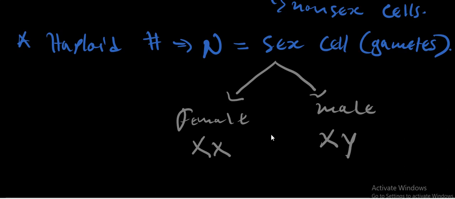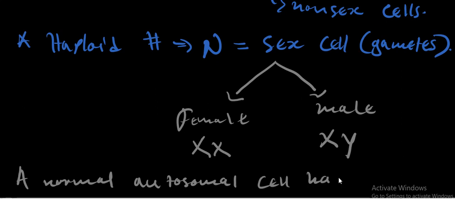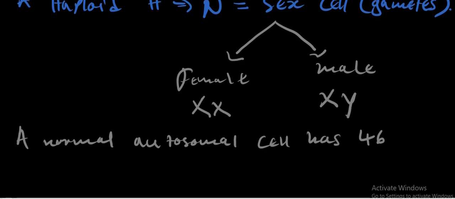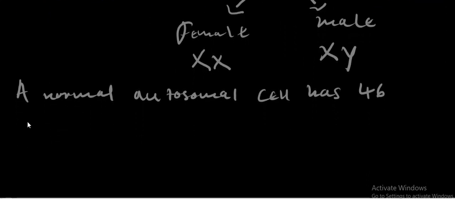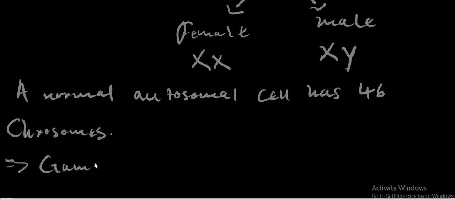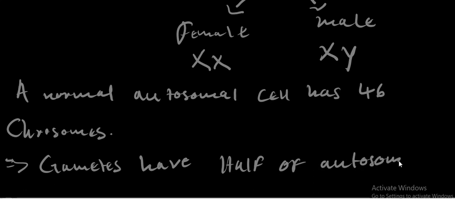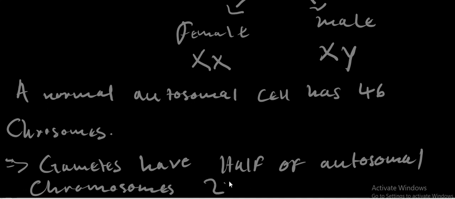All right, so this is for normal chromosomes. A normal somatic cell, a normal autosomal cell, has 46 chromosomes. A normal autosomal cell has how many chromosomes? It has 46 chromosomes, both in male and female. Now, when you talk of gametes, gametes have half of the autosomal chromosomes, meaning they have 23 chromosomes.